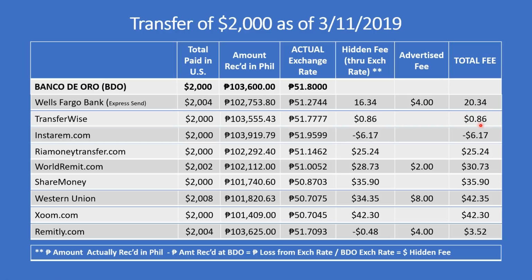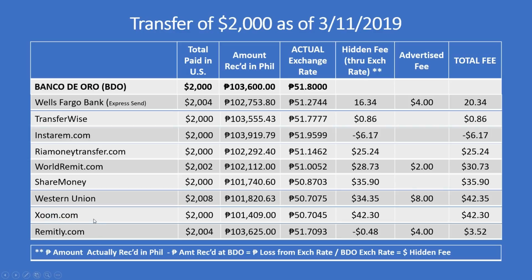So the lowest one we have here is Instarem, followed by TransferWise. So from now on, ignore the fees that they're charging you and ignore the rates that they're quoting you. Compute your own rate. Divide the number you will receive by the total amount you will pay, including fees, if any, and that will give you a rate, and you use this as a basis for comparison.